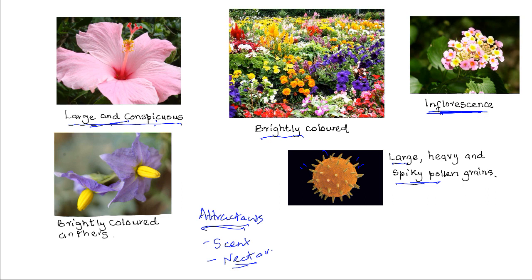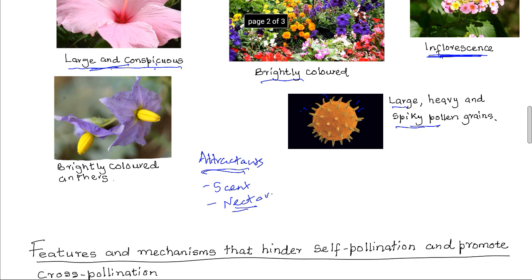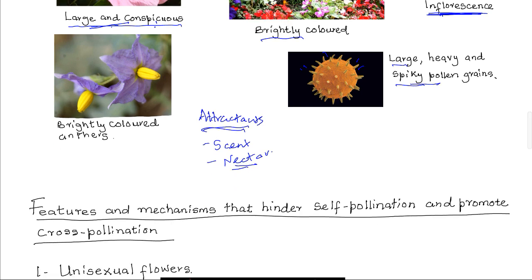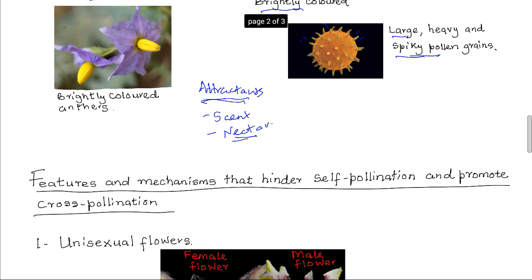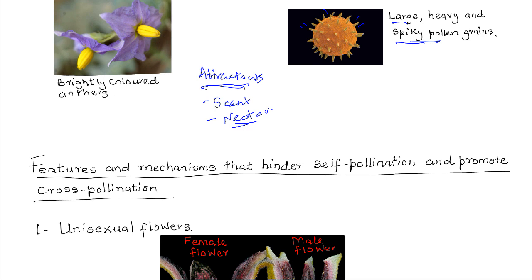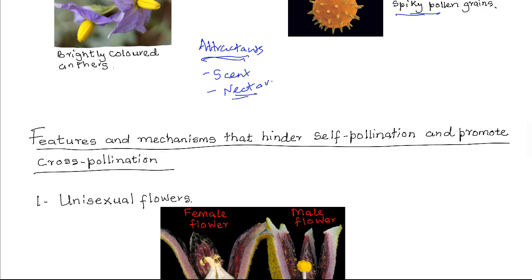Now, in nature, cross-pollination, that is the transfer of pollen grains from one flower to another, is more common than self-pollination. So different plants have particular mechanisms and features that will hinder self-pollination and at the same time promote cross-pollination. This is because given that most flowers are bisexual, they have both male and female reproductive structures. Therefore, there is a risk of self-pollination taking place.